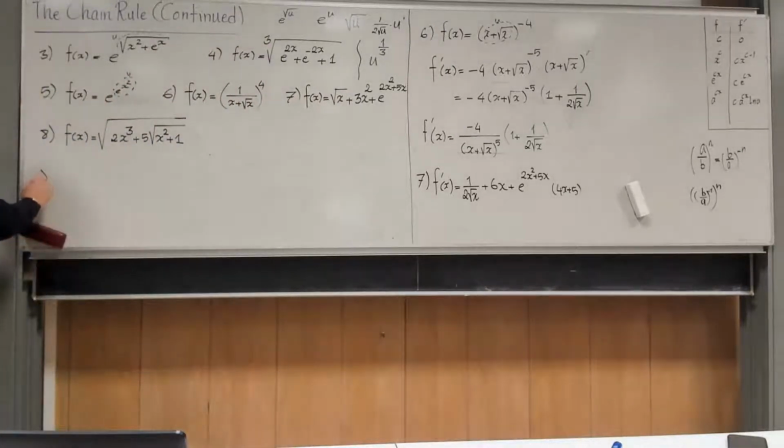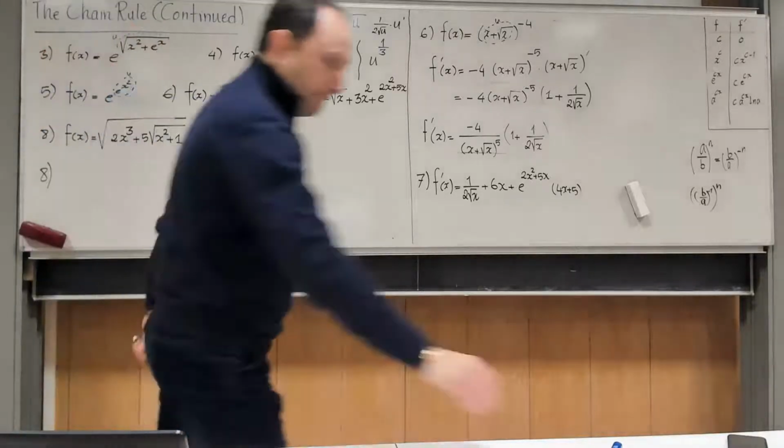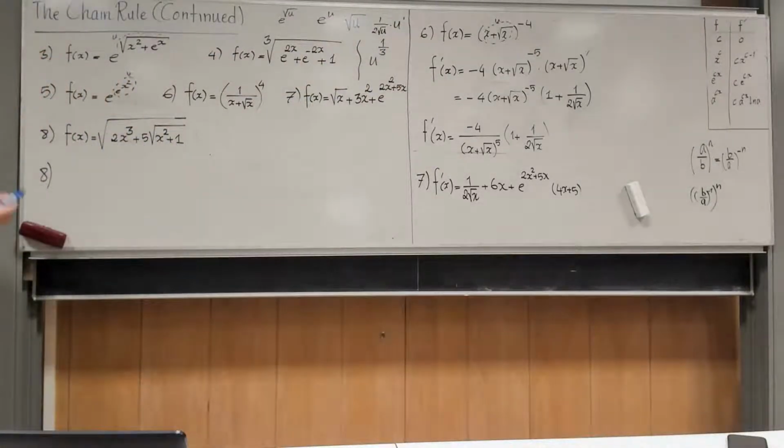Number 8. Okay, can you help me to do that? What is the first rule that I have to apply here? This is the chain rule, yes? There is no other way to do it. So what is good to take as u in the beginning? Yes, just say it. 2x to the 3 plus 5 square root of this.